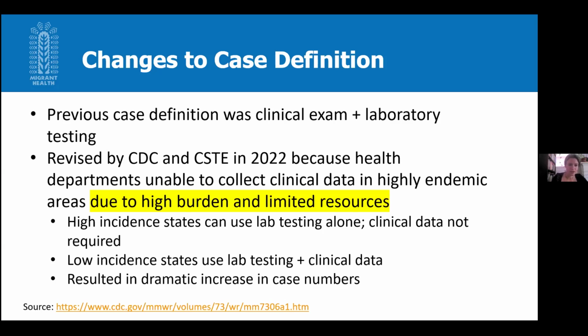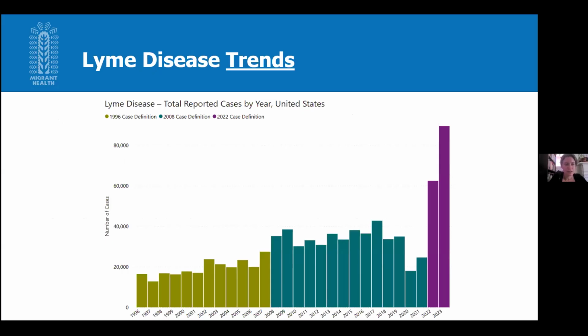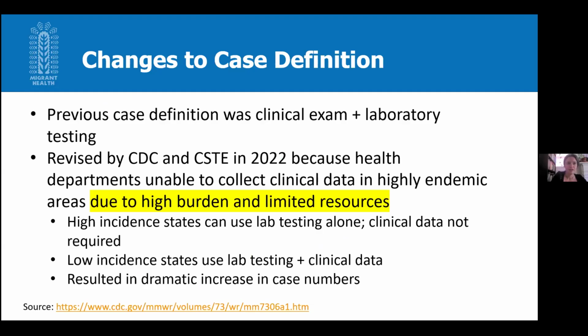I'm going to jump ahead. So, in terms of trends and diagnoses in the United States, we've had an overall general trend of increasing numbers of cases. You can see there is a big jump in 2022, and I'm sure that quite a few of you are familiar with why that was: a change in the definition of a Lyme disease case. Before 2022, to be defined as a Lyme disease case, it required a clinical exam and lab testing. That put a really high burden on health departments in those states where there's a high incidence of Lyme disease. So that was changed.